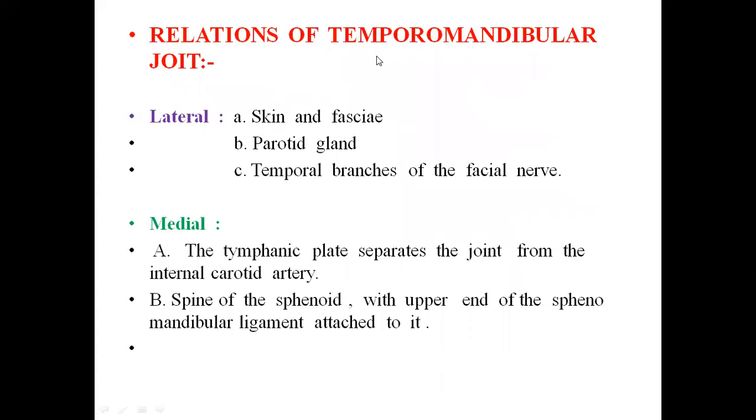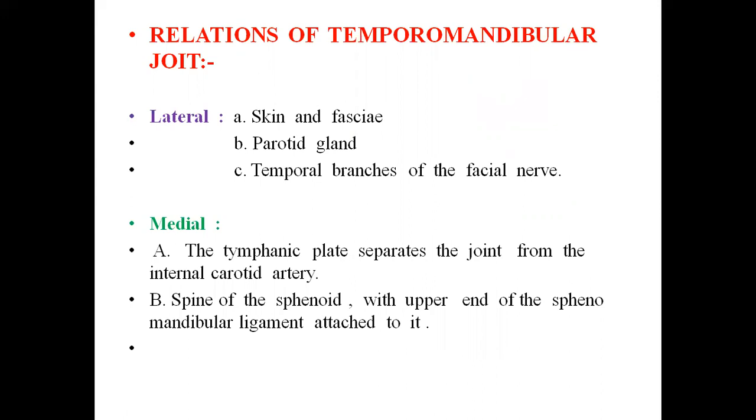The relations of the temporomandibular joint. What are the relations? On the lateral side, first we find the skin, then the deep fascia, then the parotid gland, and also the temporal branches of the facial nerve. These are the lateral relations of this temporomandibular joint.